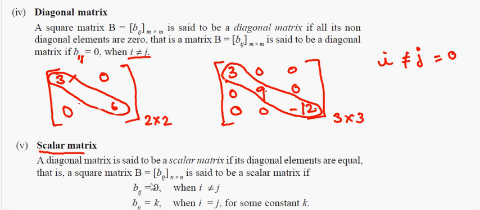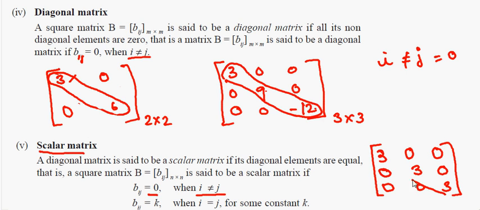That is, a square matrix Bij, n cross n, is said to be a scalar matrix if Bij is equal to 0 when i is not equal to j, and Bij is equal to k when i is equal to j, for some constant k. Suppose I take a 3 by 3 matrix: A11 is 3, A12 is 0, A13, since i is not equal to j, that is 0, and second row A21 again 0, then 3 and 0, 0, 0, 3.